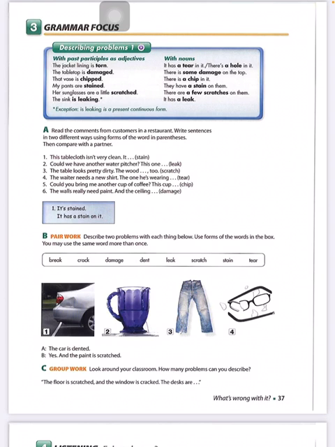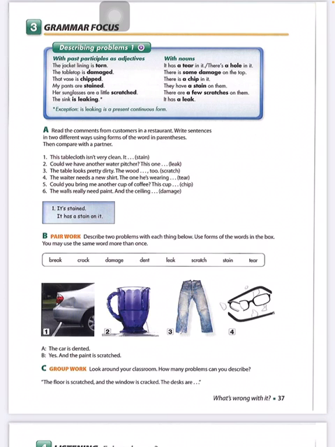When they function as an adjective, of course, it requires a verb to be in front. As you can see, the jacket lining is torn. So we have the verb to be, followed by an adjective. The tabletop is damaged. The vase is chipped. My pants are stained. Things like this.